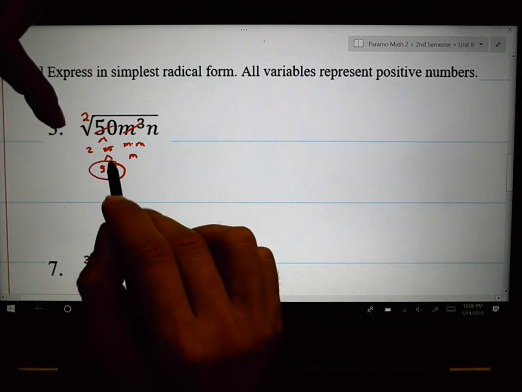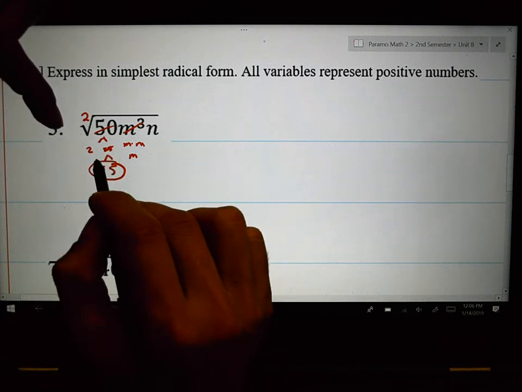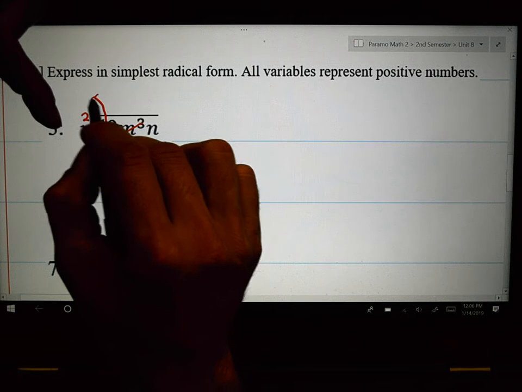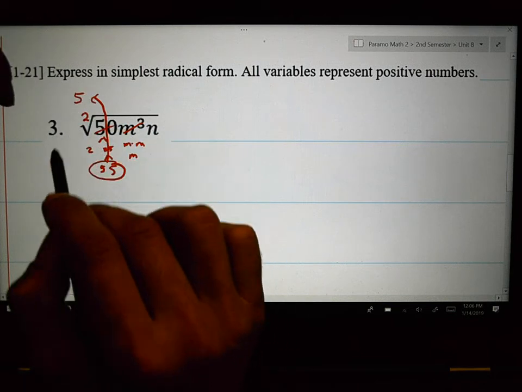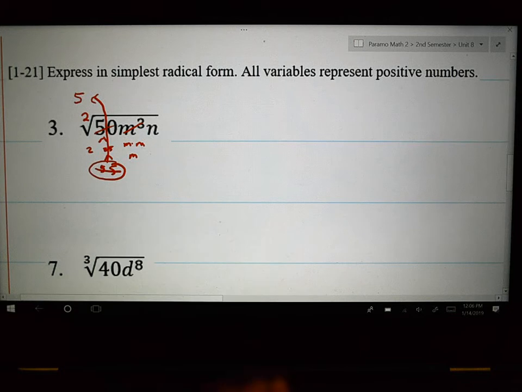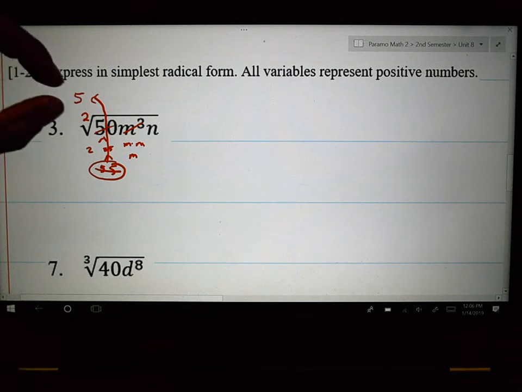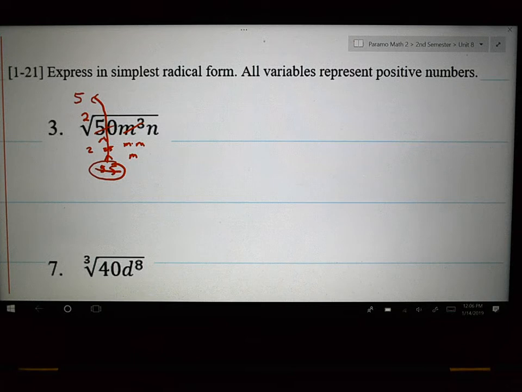5 times 5 is 25. The square root of 25 is 5. But I can just go like this, and a 5 can break out. Only one factor per circled group breaks out. Cross that off. The 5 does nothing to the 2.